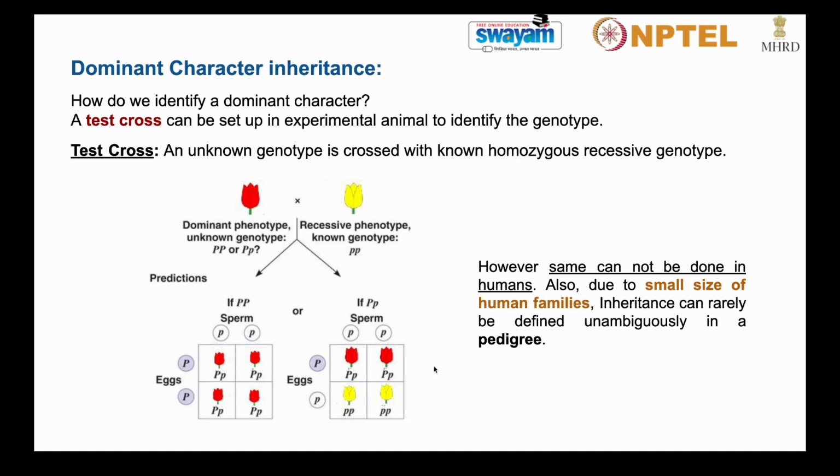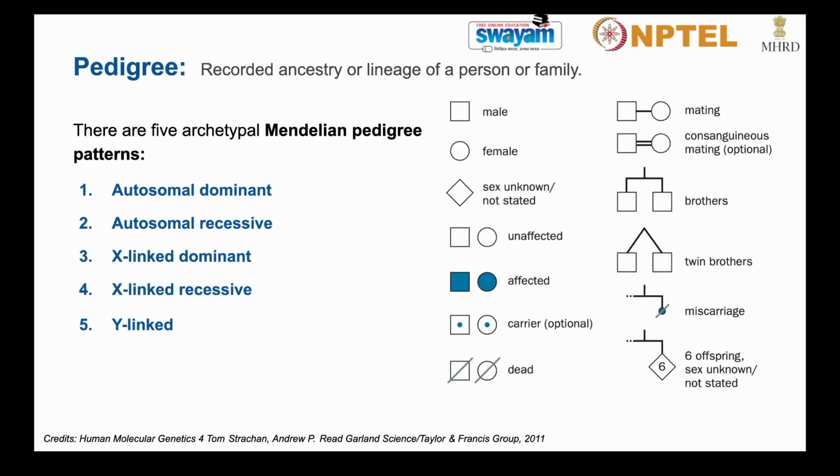But this can only be performed for plants, as it cannot be done for humans because they have small family sizes. For humans, we generally perform pedigree analysis. With pedigree analysis, we can study the inheritance of different traits in the human species. So we'll be studying the pedigree patterns. As discussed in the previous lecture as well, in this also we will be seeing a few Mendelian inheritance patterns in the pedigree.